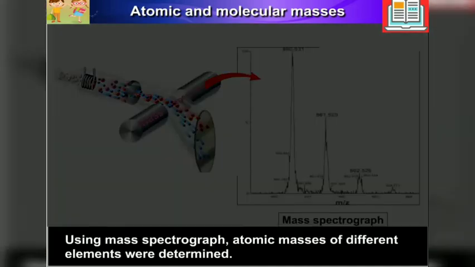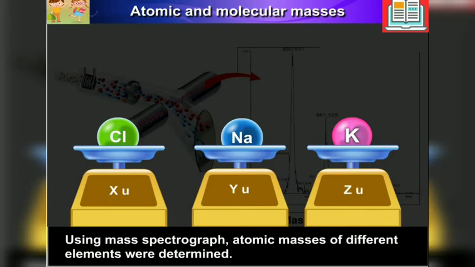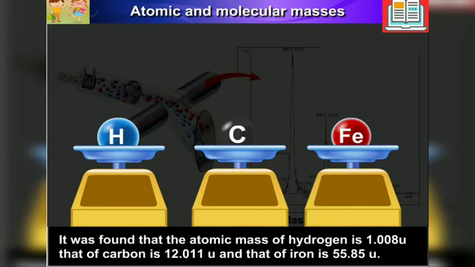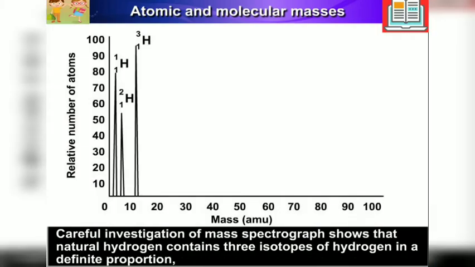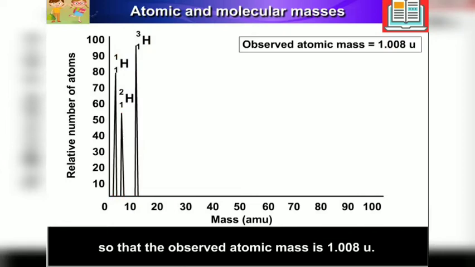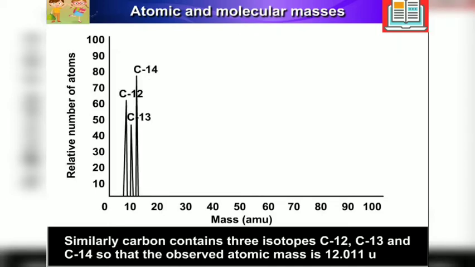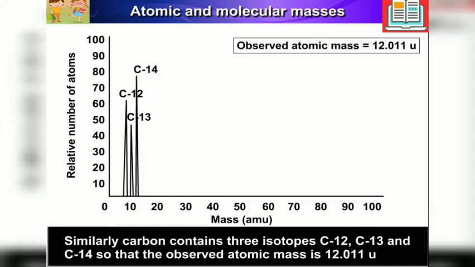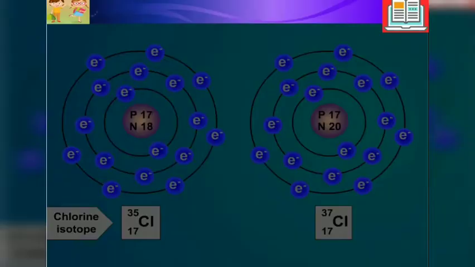Using a mass spectrograph, atomic masses of different elements were determined. It was found that the atomic mass of hydrogen is 1.008 u, that of carbon, 12.011 u, and that of iron is 55.85 u. Careful investigation of the mass spectrograph shows that natural hydrogen contains 3 isotopes of hydrogen in a definite proportion, so that the observed atomic mass is 1.008 u. Similarly, carbon contains 3 isotopes C12, C13, and C14, so that the observed atomic mass is 12.011 u, the average atomic mass.